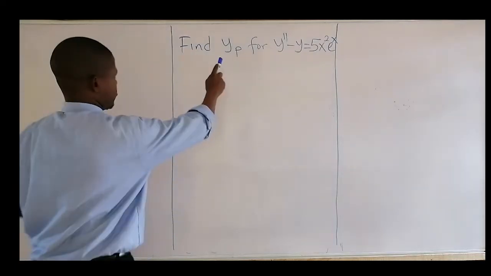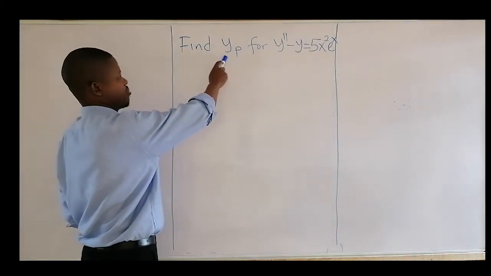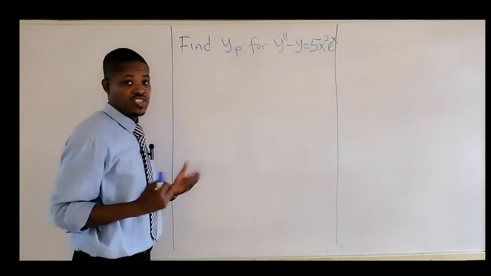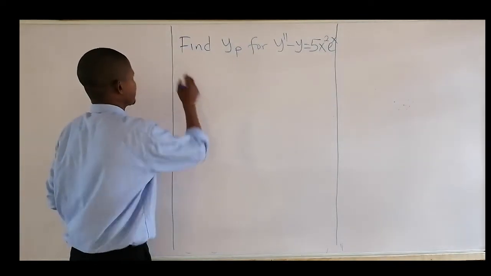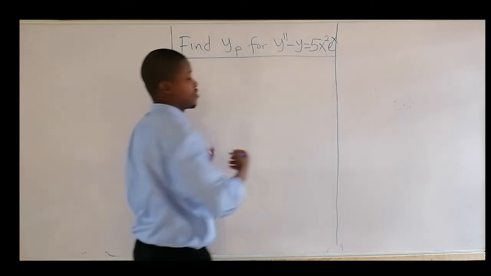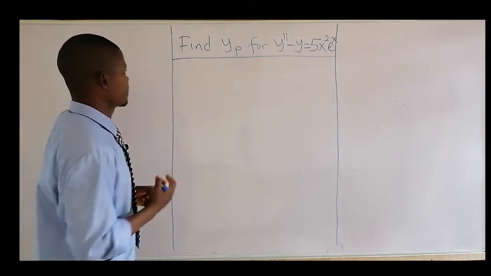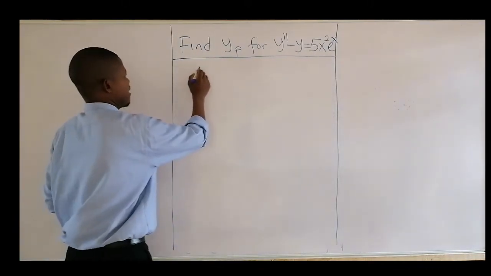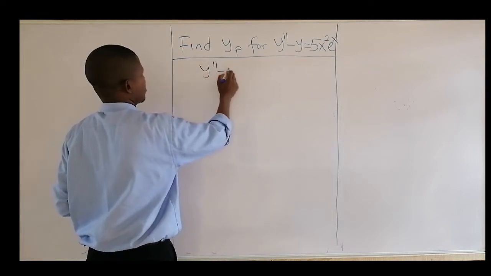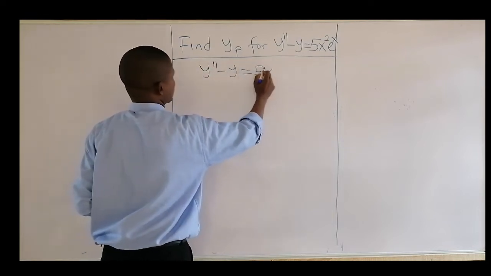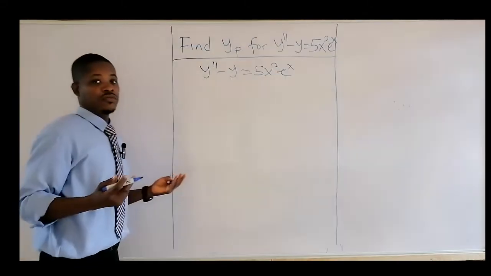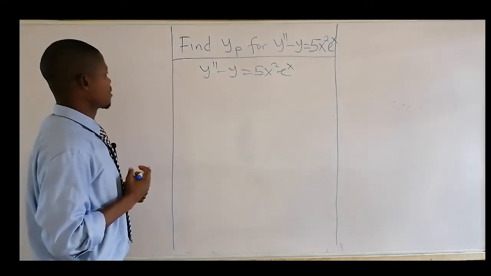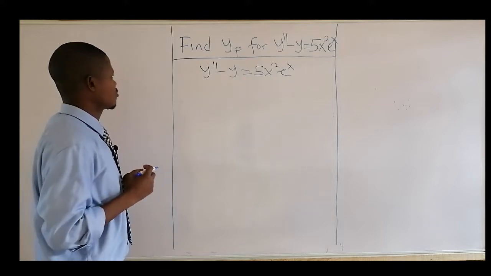Yeah, we're looking for the particular solution yp for this second order non-homogeneous differential equation. Okay, and we're still using the method of undetermined coefficients. Look at what we have: y'' minus y equal to 5x squared. Yeah, this is similar to the question we just solved in the last video, but there's a little difference to that.